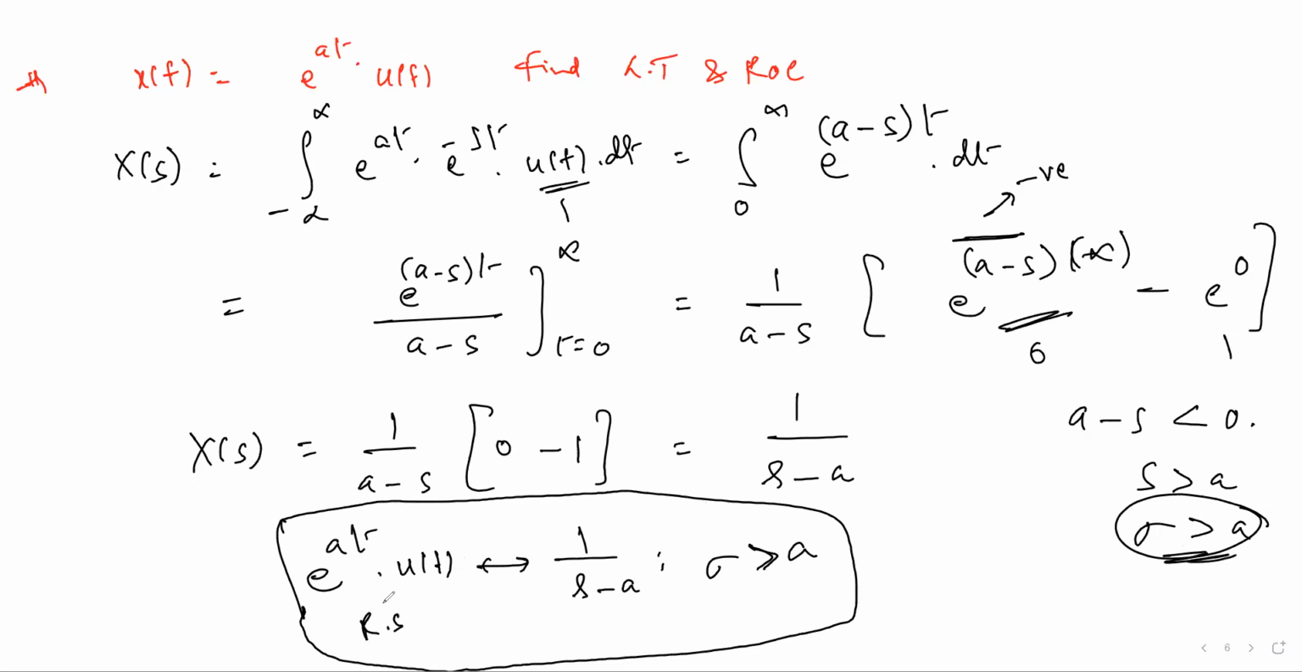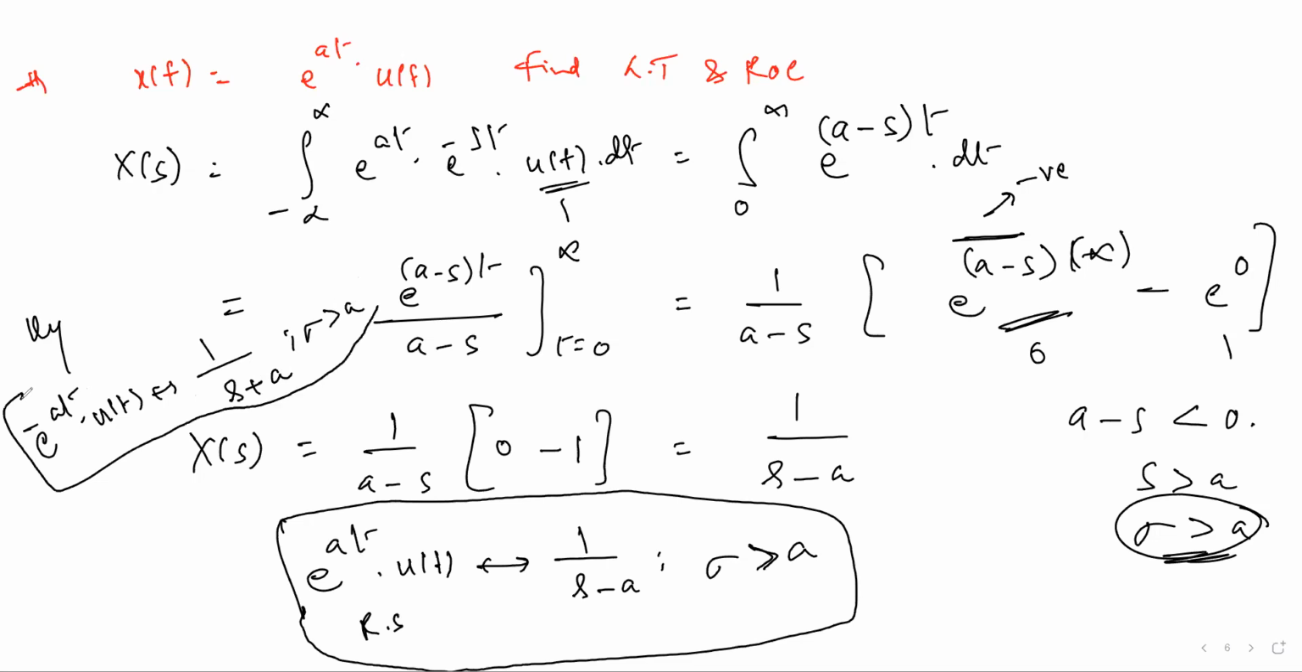Getting? One more question. Similarly, you can do here. Similarly, e to the power of minus at u of t, 1 by s plus a. Right side signal, sigma greater than a. No much difference. Plus replace with minus, nothing else. So e to the plus or minus at u of t I have found.